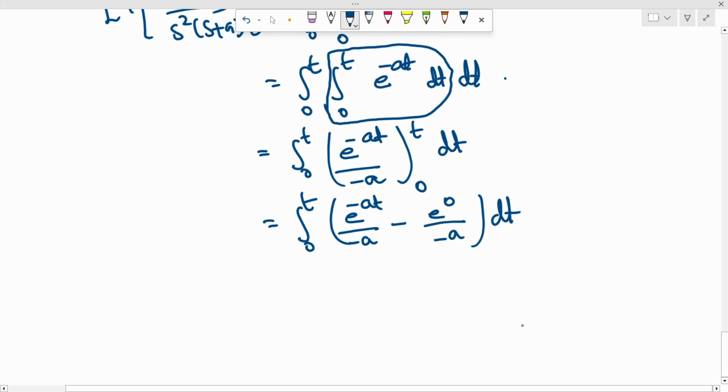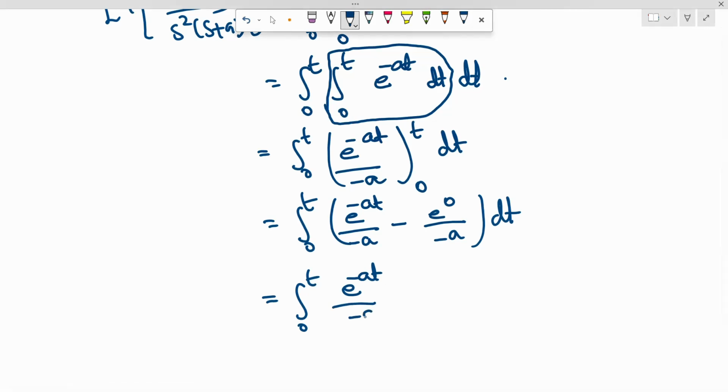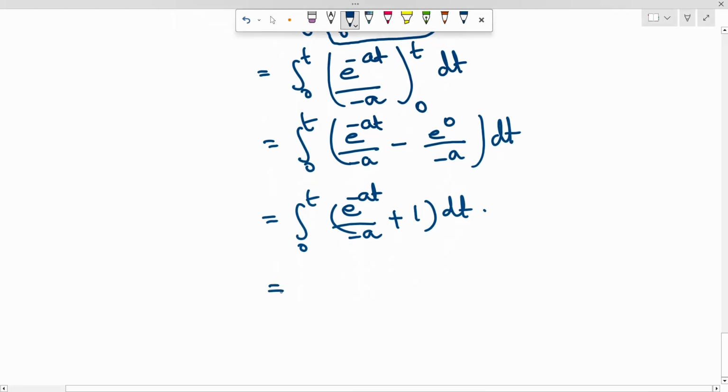Before we integrate with respect to t, simplify this. We know that the value of e power 0 is 1, minus and minus make plus 1, dt. Now once again integrate with respect to t. e power minus at divided by minus a, divided by minus a.